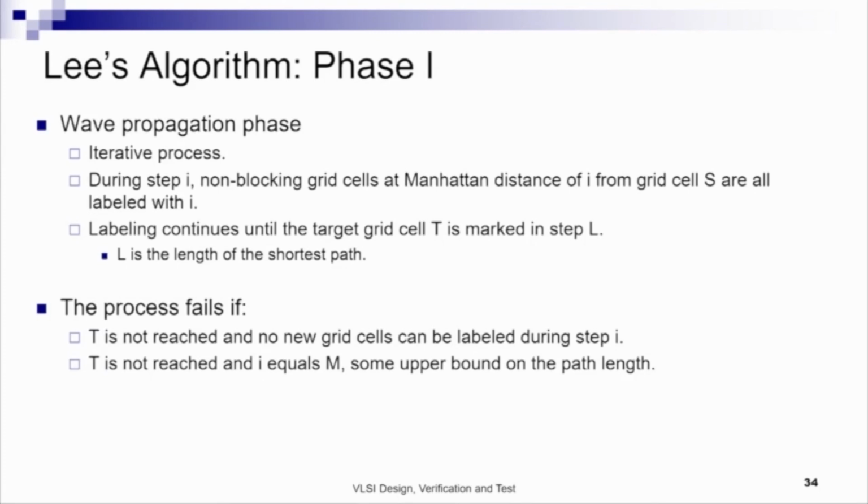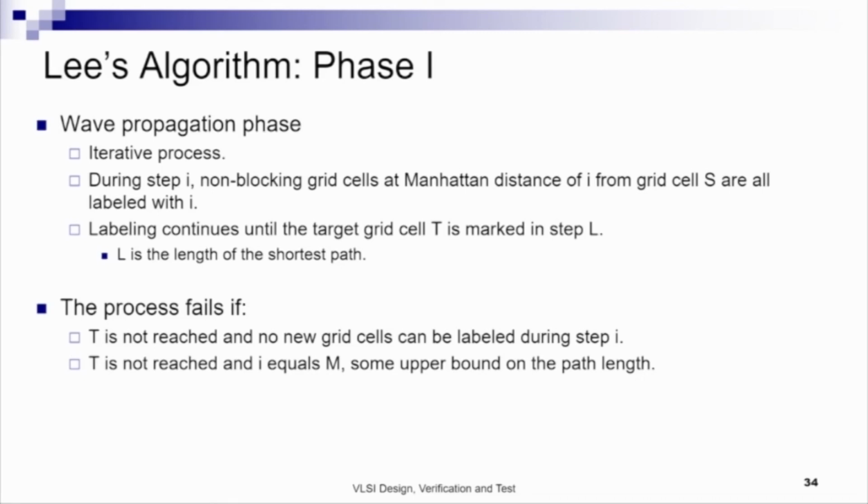So, again it is an iterative process. During step I, non-blocking grid cells at Manhattan distance I from grid cell S are all labeled with I. Labeling continues until the target grid cell T is marked in step L. L is the length of the shortest path. The process fails if T is not reached and no new grid cells can be labeled during step I.